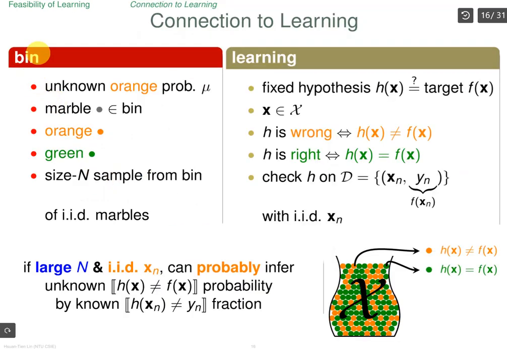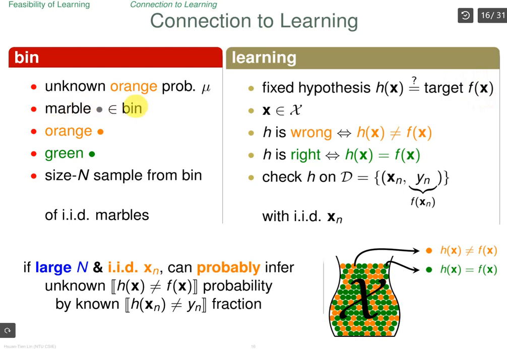So we considered the bin scenario. We wanted to find out the probability of orange marbles in the bin. And let's now try to map the relations between the bin and machine learning and try to find the connections. So unknown orange probability in the bin case is similar to a fixed hypothesis. Given some fixed hypothesis, we want to know if that fixed hypothesis is our target function or not.